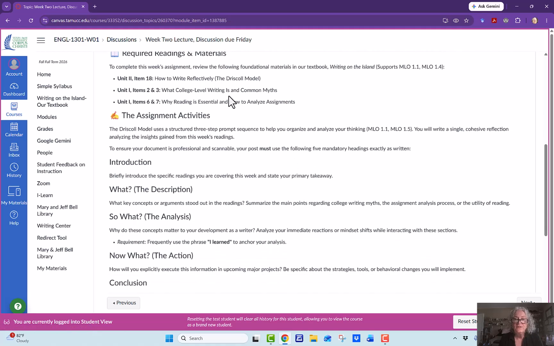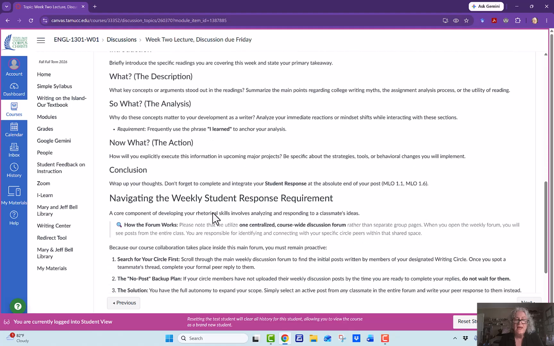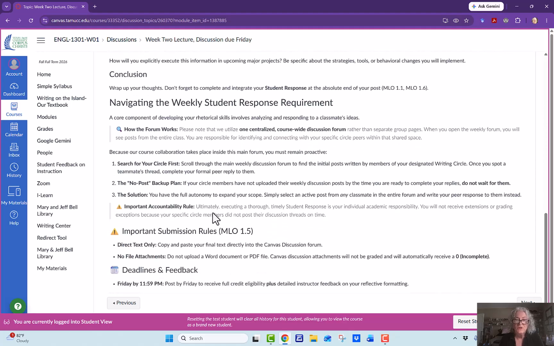And you're going to read these, and you're going to write a Driscoll reflection on them. Here are the 5 areas of it. And remember, there is a sample of this. And then you're going to have a student response for each one.